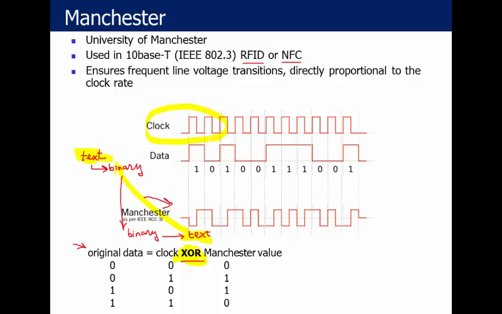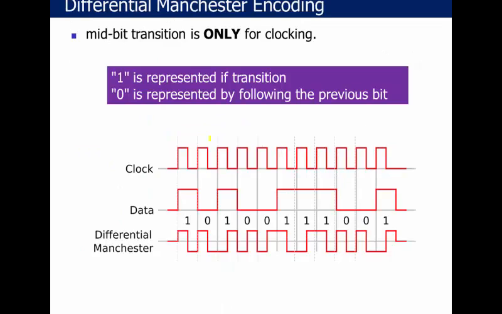And there is another version of Manchester. Knowing this, another version is called the differential Manchester encoding. One is represented by a transition. 0 is represented by following the previous bit.